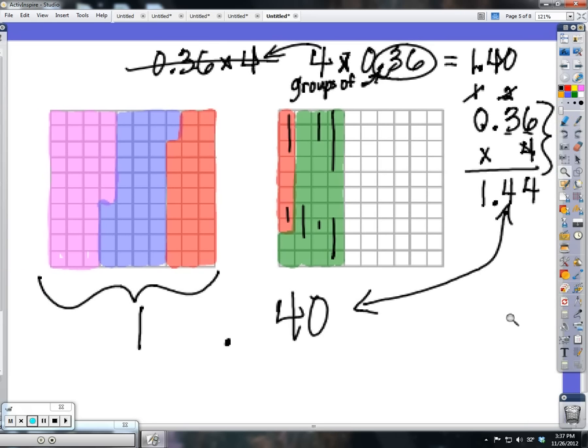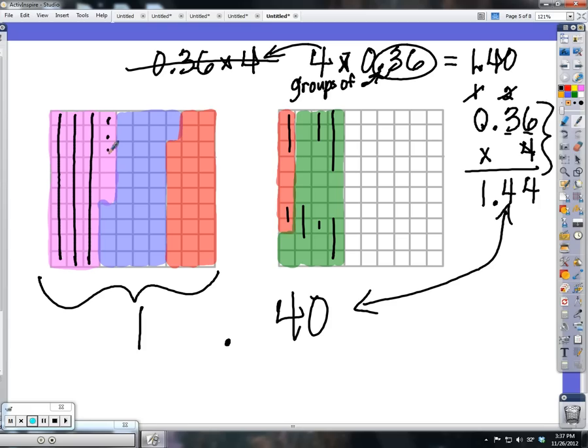So the best thing to do is just to go back, and instead of redoing the whole thing over again, I probably have made a careless mistake in the counting of my groups of 36. So I'm just going to go back and make sure I've counted my groups of 36 correctly. Okay, so I have 10, 20, 30, 1, 2, 3, 4, 5, 6. I'm okay in the purple section, or the pink section, whatever it looks like to you.